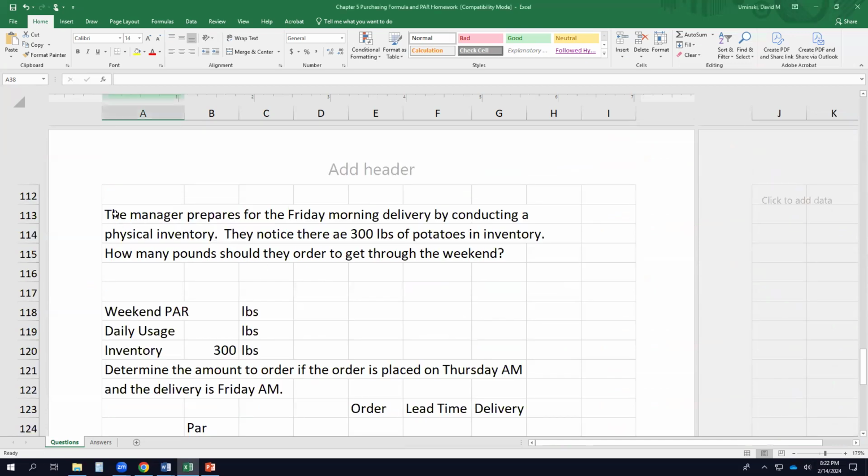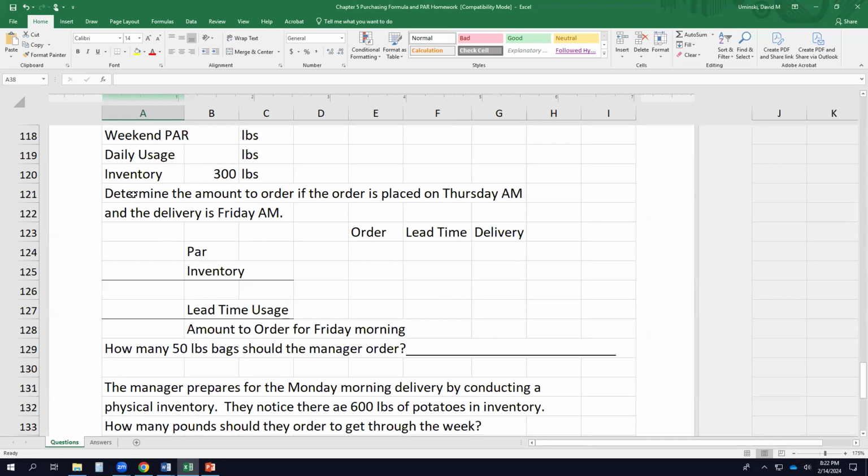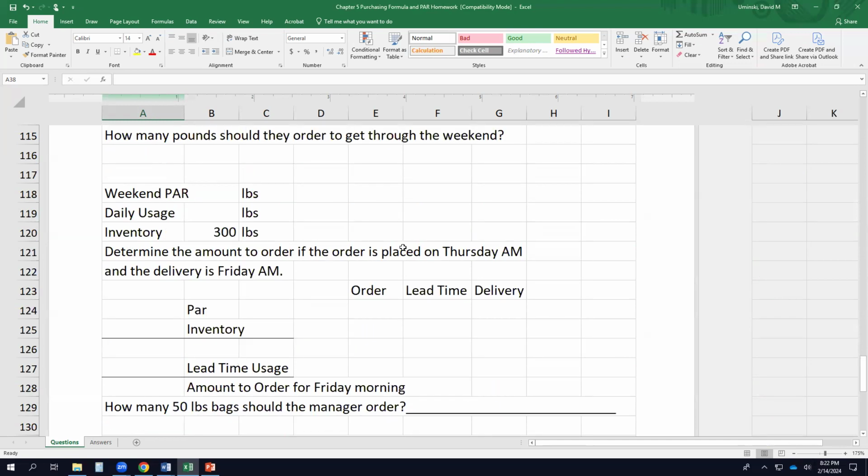the manager preparing for Friday morning delivery. So if we're preparing for Friday morning, which par are we looking for? The weekend par. They notice there's 300 pounds in inventory. How many pounds do they order to get to the weekend? We want to determine the amount to order if the order is placed on Thursday AM. Does that mean we're going to have usage on Thursday?